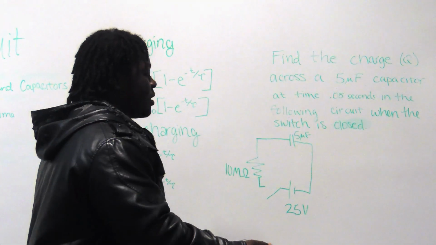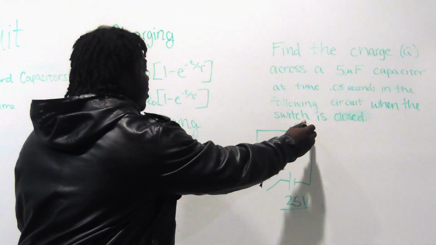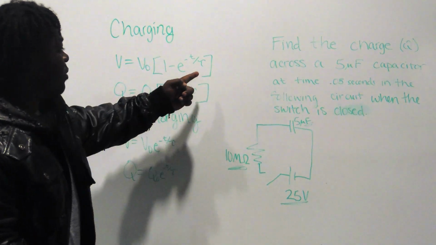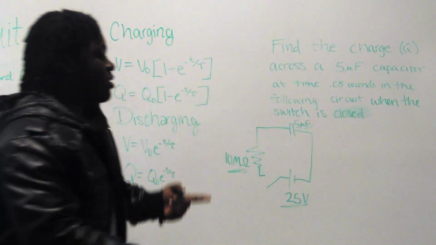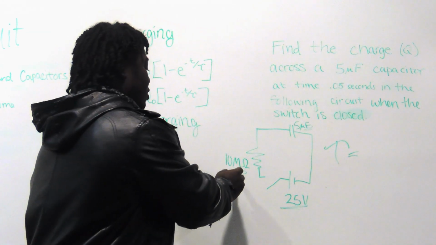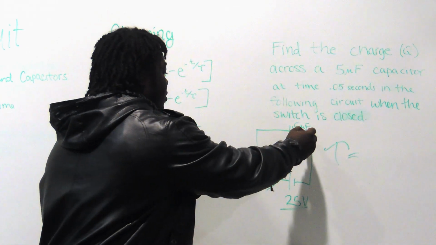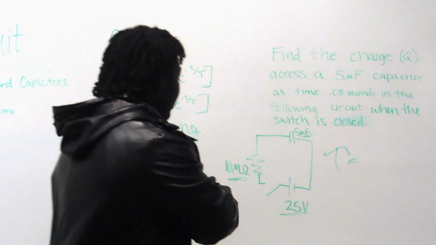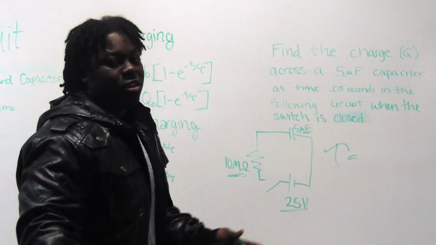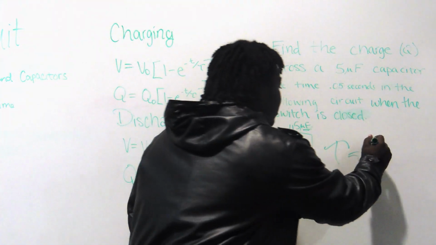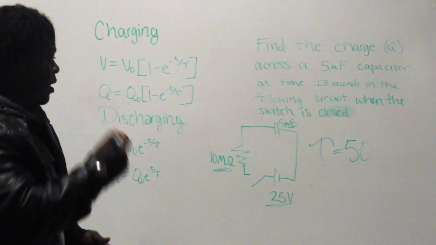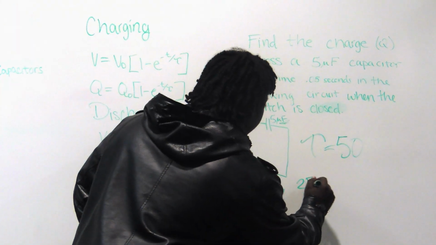So what we do is we're given the voltage, the capacitor, and the resistor. All that's left for us to do before we can plug it in is to find the time constant, which is simply the resistor magnitude times the capacitor magnitude. 10 mega ohms times 5 microfarads, you end up getting 50 as your time constant. And then you can plug all of your lovely numbers in, and what you get is 25.